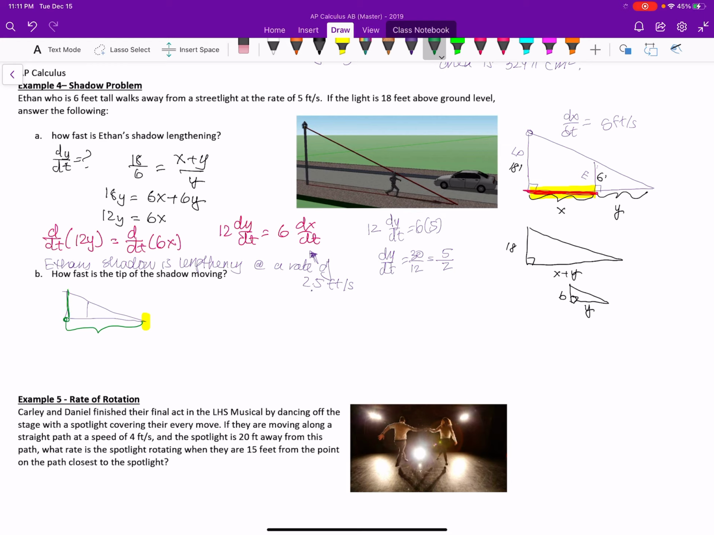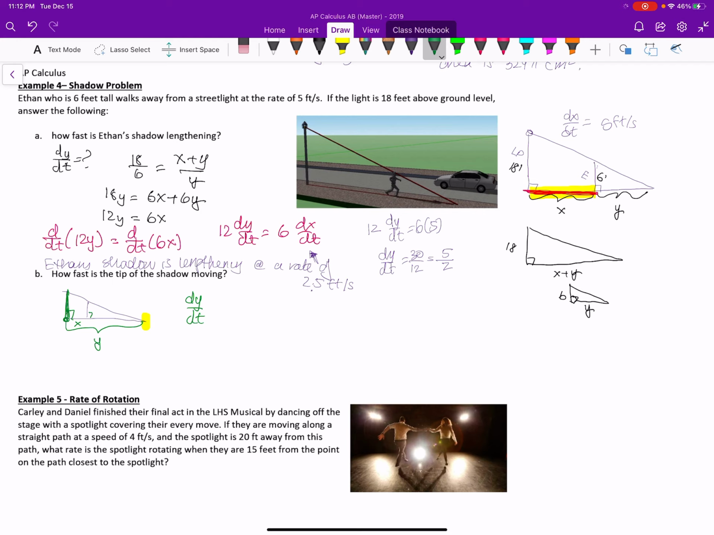If it was asking for how fast is the tip of the shadow moving, I need to compare that against something that is not moving. So if that was the problem instead, it's very similar, except I would define this as y instead. This would still be x, but the whole distance would be y, because then I would be looking for dy/dt again, for the whole thing.